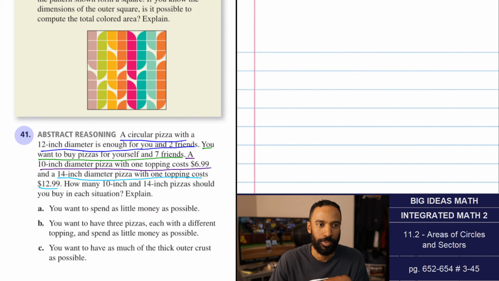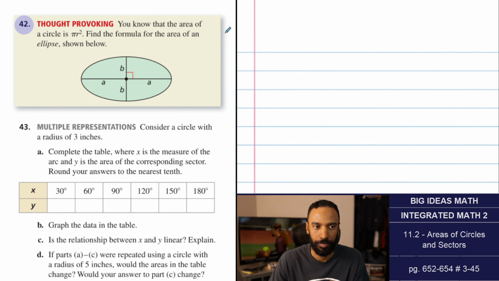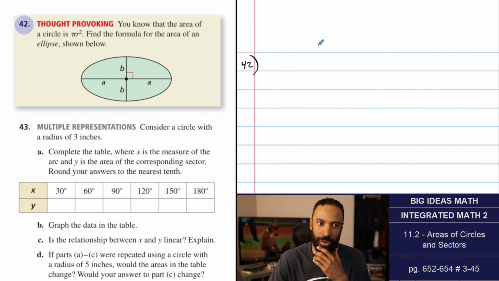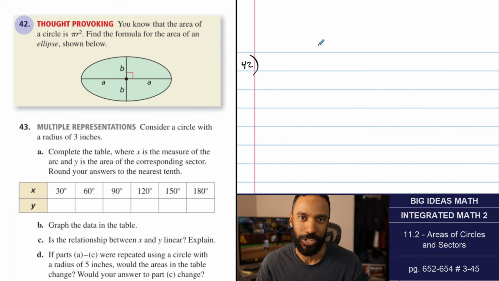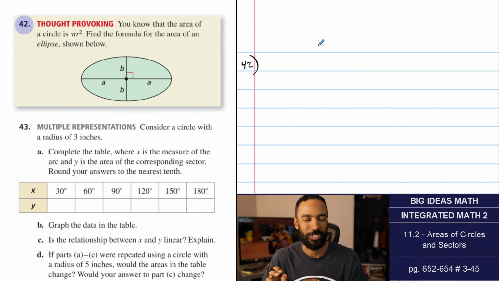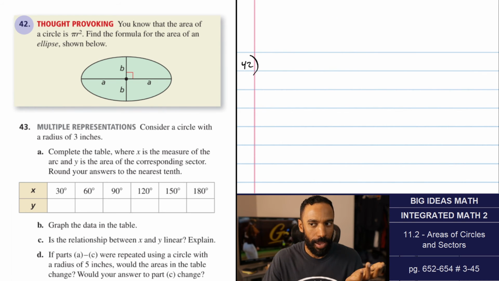Let's go to number 42. You know that the area of a circle is pi r squared. Find the formula for the area of an ellipse shown below. Oh, I was thinking about the equation. I was saying, how am I going to introduce this to you? That's a long proof. The equation of an ellipse and a graph. No. They want the area. Okay.